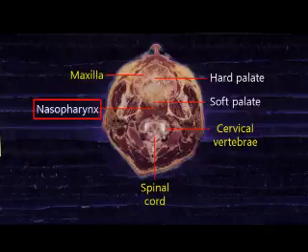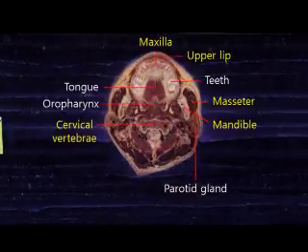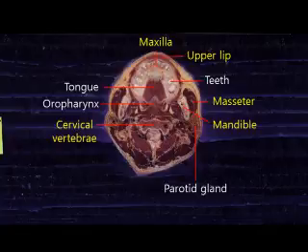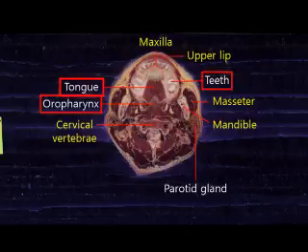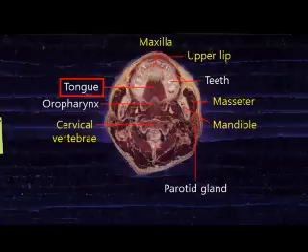This part is the nasopharynx, and it becomes the oropharynx further down. The front of the oropharynx is the oral cavity, where you can see the tongue and teeth. The tongue, as you can see, is formed by muscles, so you can move it freely.